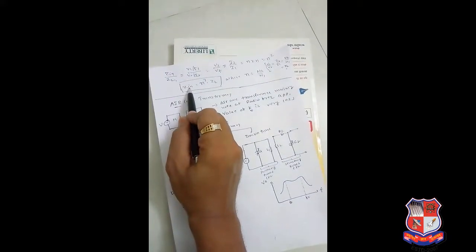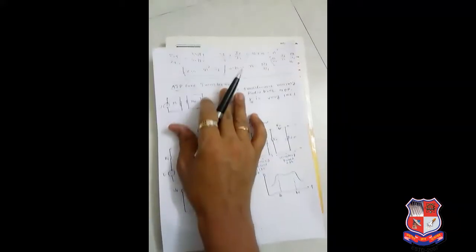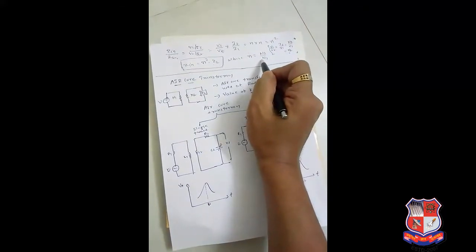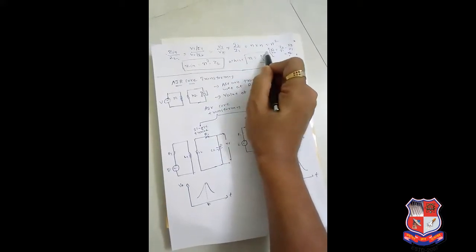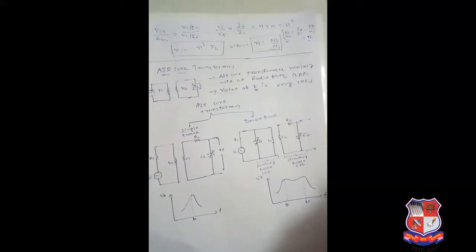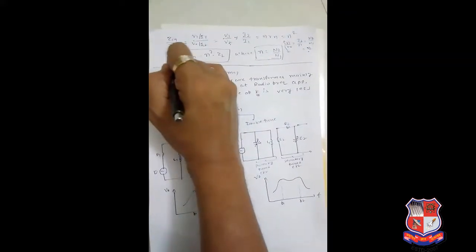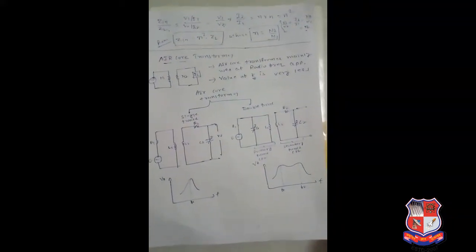So Zin is given by what? Zin is equal to n square into ZL, where n is equal to N2 by N1. This is how the input impedance and output impedance are related with each other. Remember this equation. Now let's discuss the air core transformer.